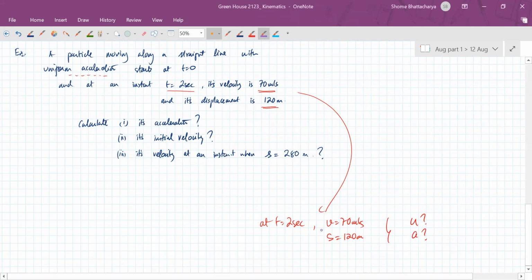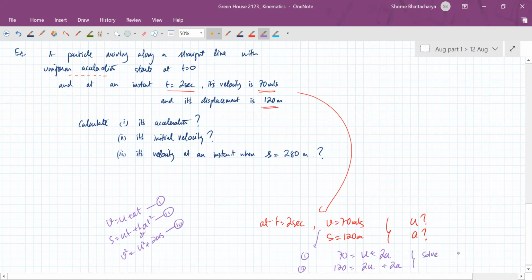So I'm just explaining to the others how you will substitute. You will use the equation v equal to u plus at. Then you can use the equation s is equal to ut plus half at square. And if required, we can use this equation also, but in this case we'll end up using just these. So 70 is equal to u plus 2a. And in the second equation, you substitute 120 is equal to 2u plus 2a. Solve these two equations and you will get the value of acceleration and the value of initial velocity.